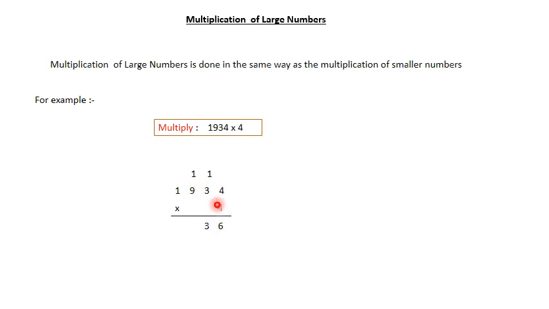Now 4 9s are 36. 36 plus 1 becomes 37. Again 7 we have written here and 3 we have given as carry over. 4 1s are 4. 4 plus 3 is 7. So students, in your previous class you have done the multiplication of smaller numbers this way. Similarly, we are going to do the multiplication of large numbers by a 2-digit number or 3-digit number.